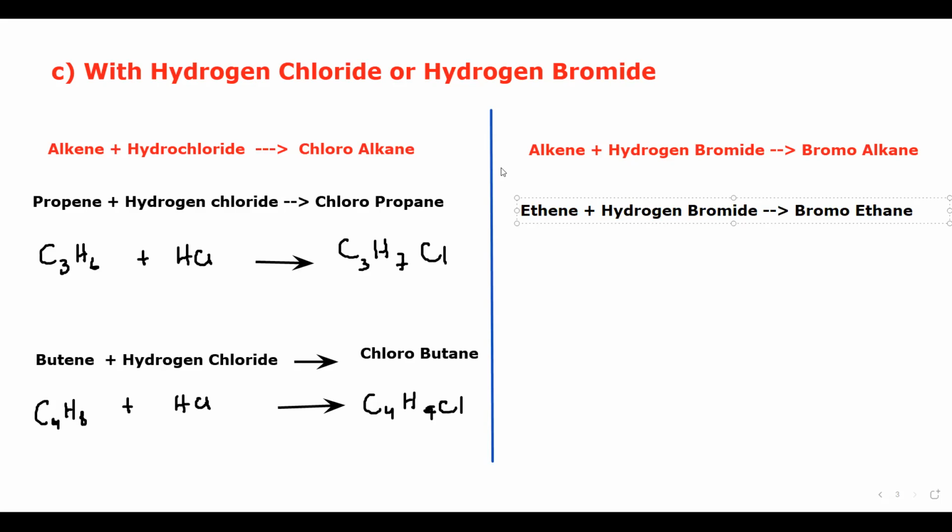When we write the formula, eth means C2H4, and hydrogen bromide is HBr. When they combine with each other, it will become C2, 4 plus 1, 5, so C2H5Br.